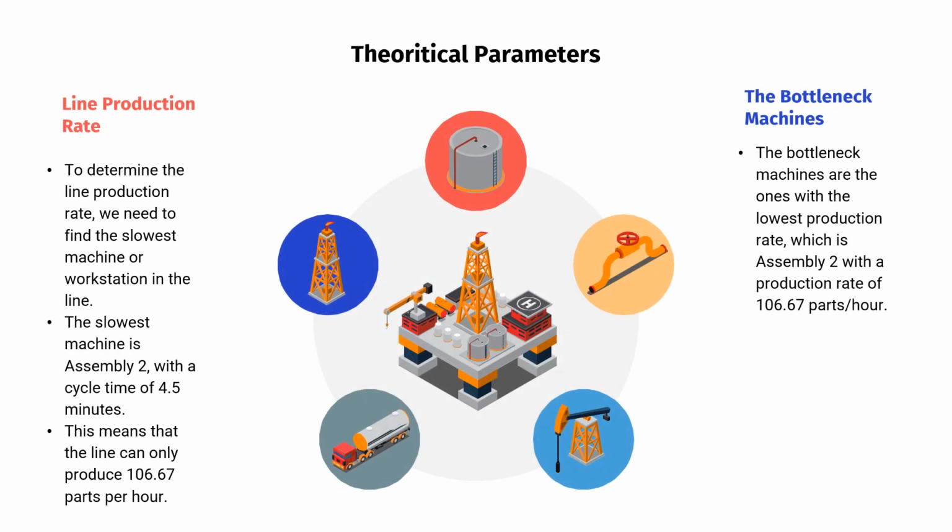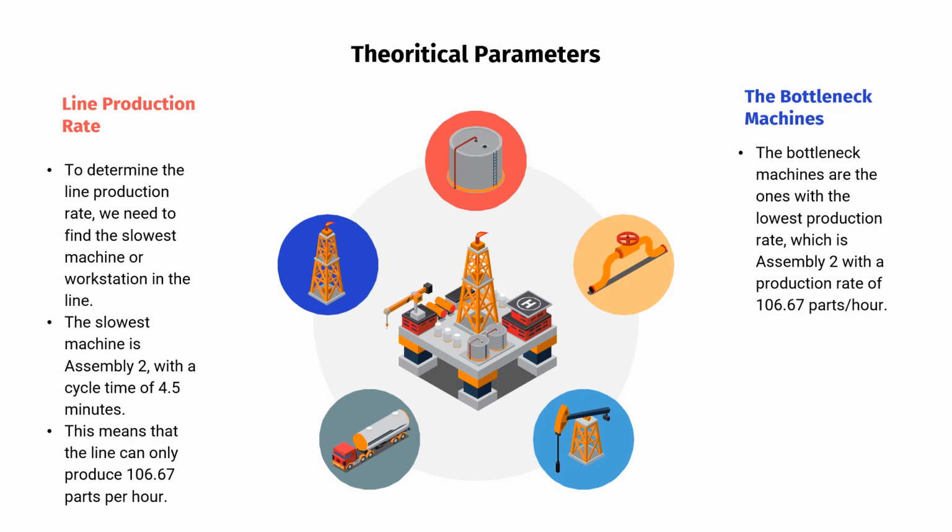Next are the theoretical parameters, first the line production rate. To determine the line production rate, we need to find the slowest machine or workstation in the line. The slowest machine is assembly 2 with a cycle time of 4.5 minutes. This means the line can only produce 106.67 parts per hour.